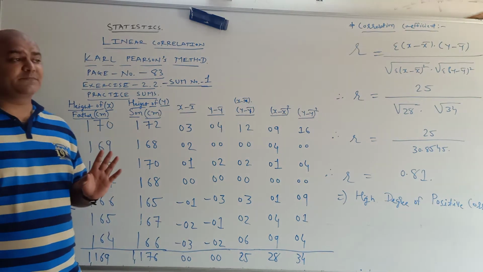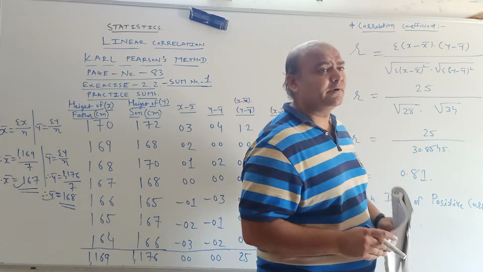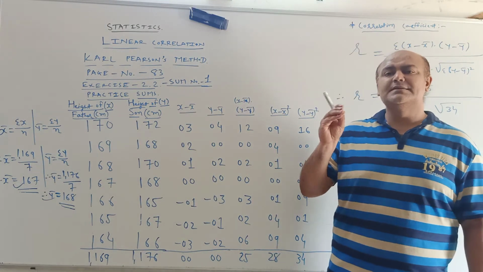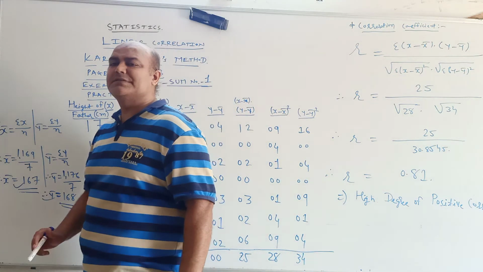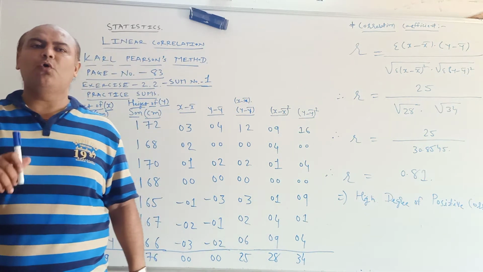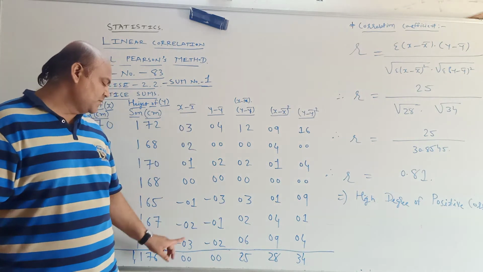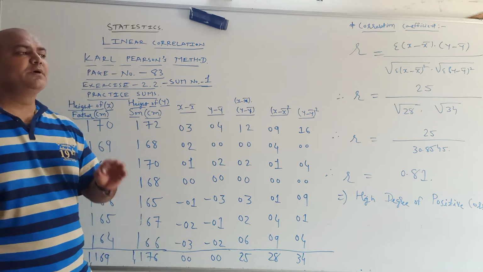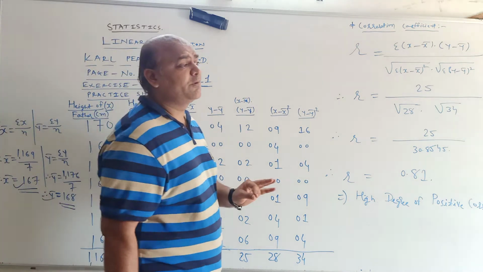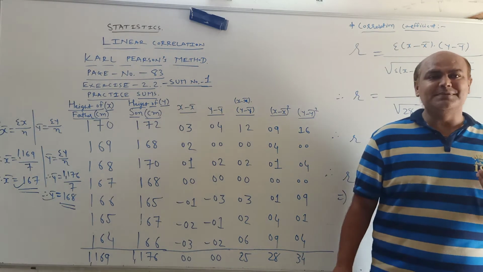Remember students, the answer of x minus x bar and y minus y bar is always 0. As we studied in standard 11, the deviations taken from mean is always 0. So here the answer of x minus x bar is 0 and the answer of y minus y bar is also 0. If it is not 0, then we have to think twice whether we have made any mistake or not.